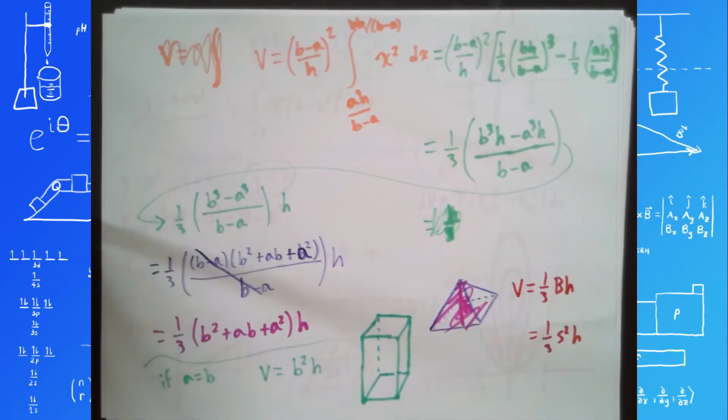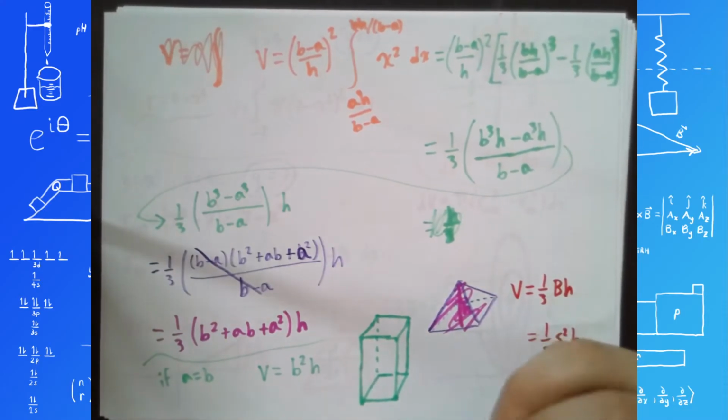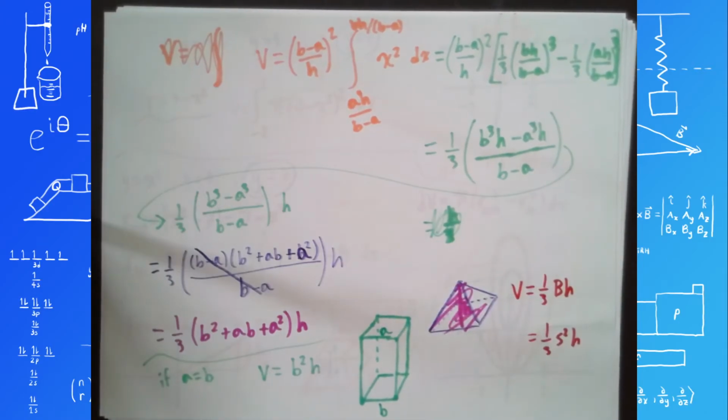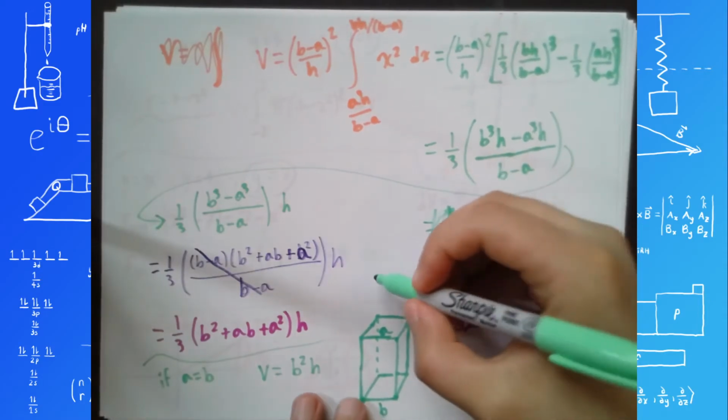Yeah, you'd have something like that if b and a were the same. Your pyramid frustum would just turn into a brick. And then they asked, what if a is equal to 0? If a is equal to 0, then that just means you've got a regular pyramid.